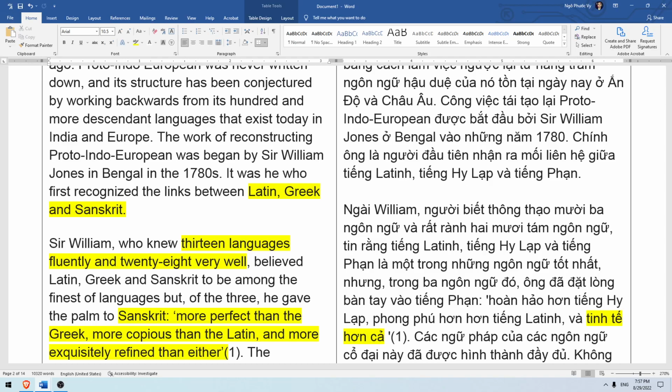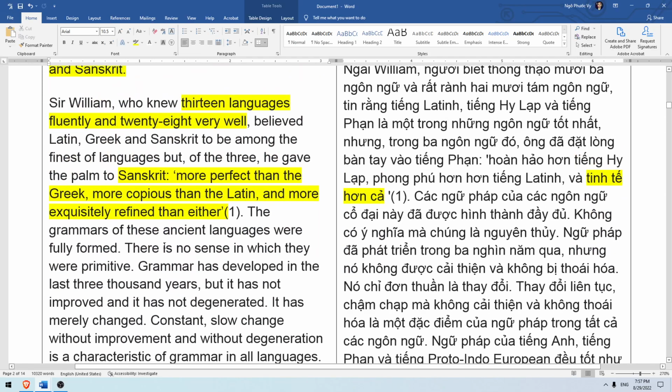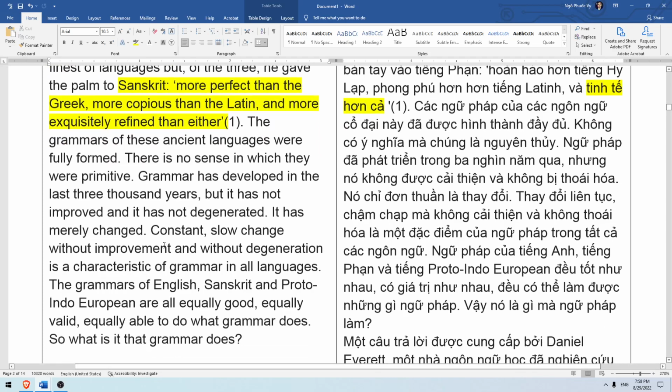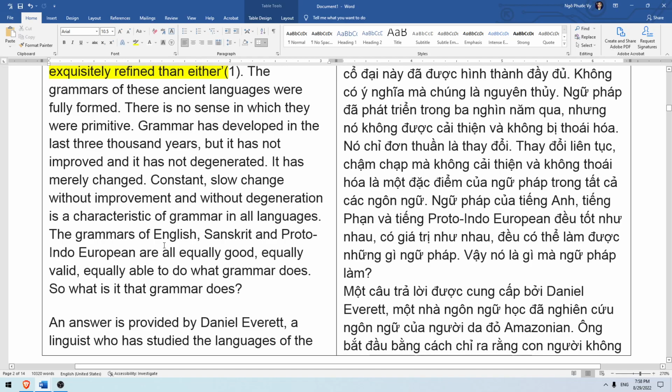It was he who first recognized the links between Latin, Greek, and Sanskrit. Sir William, who knew 13 languages fluently and 28 very well, believed Latin, Greek, and Sanskrit to be among the finest of languages, but of the three, he gave the palm to Sanskrit: more perfect than the Greek, more copious than the Latin, and more exquisitely refined than either. The grammars of these ancient languages were fully formed. There is no sense in which they were primitive.